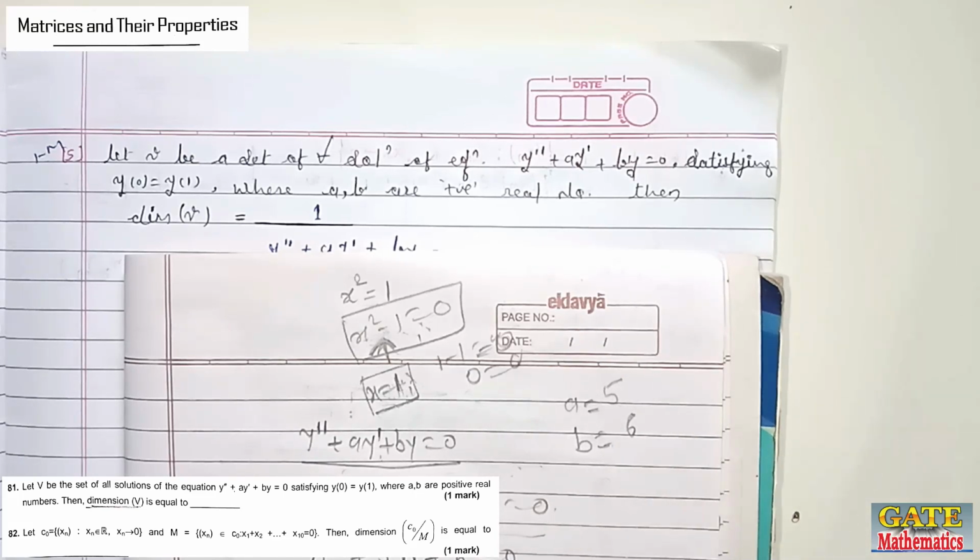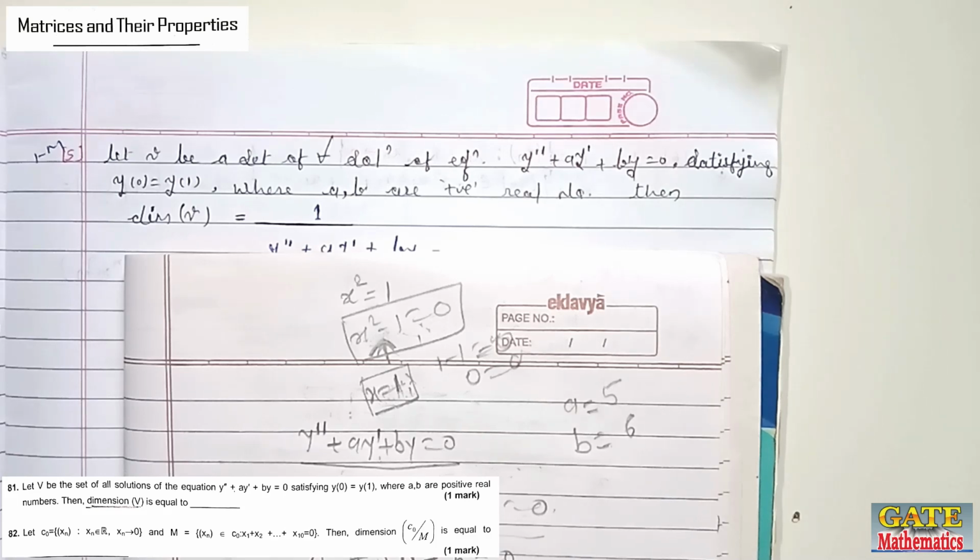So if the root is complex, then we say that our solution y of x is equal to (c1 cos bx plus c2 sin bx) times e to the power mx. Okay, this is the solution for complex roots.